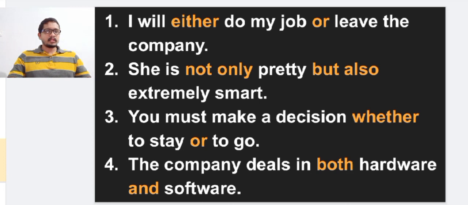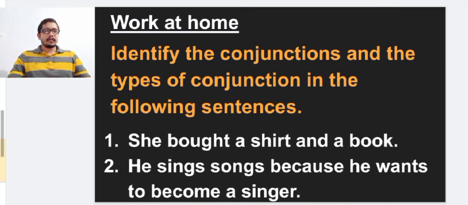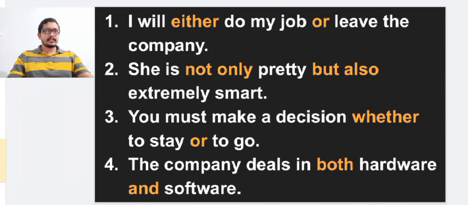I will either do my job or leave the company. She is not only pretty but also extremely smart. You must make a decision whether to stay or to go. The company deals in both hardware and software. So these are the examples which we just discussed as correlative conjunctions. And don't forget the use of coordinating conjunctions, the use of subordinating conjunctions, and the use of correlative conjunctions, and the rules which we have to follow for each type of conjunction.